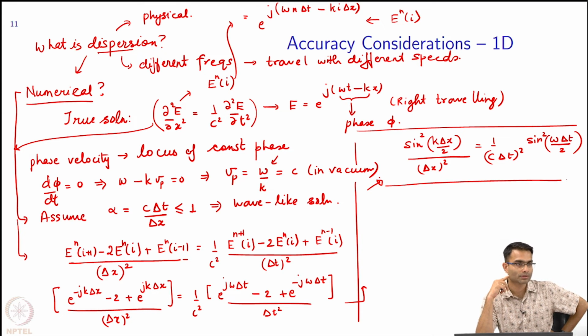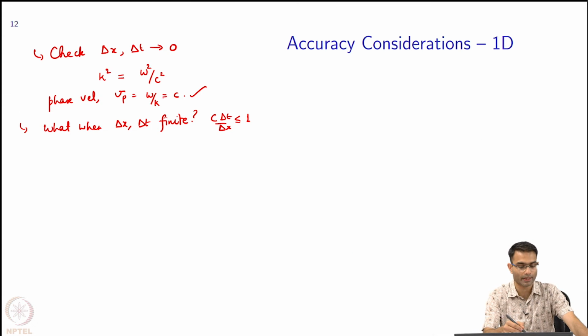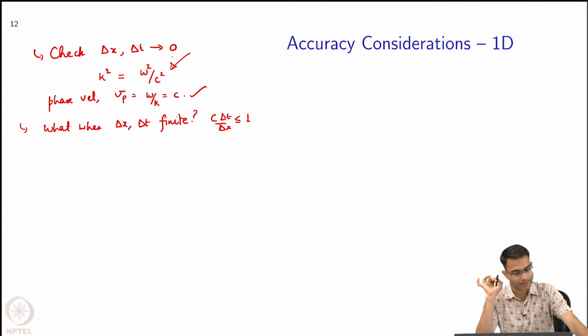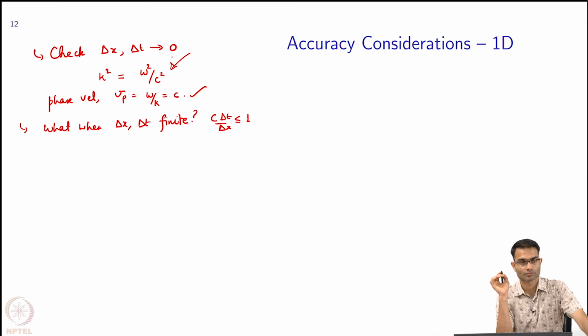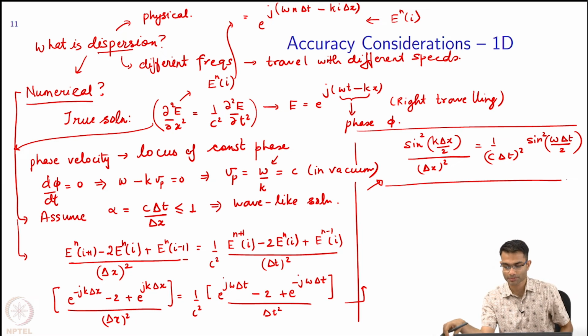Can you think of a condition where you will get the ratio, like we got in this case, omega by k is equal to c, when I took delta x delta t tending to 0? Can I get the same relation, k square is equal to omega square by c squared, for finite delta x and delta t? You can look at this expression over here. Remember, you can play with alpha, where alpha is this c delta t by delta x. It is in your hand.